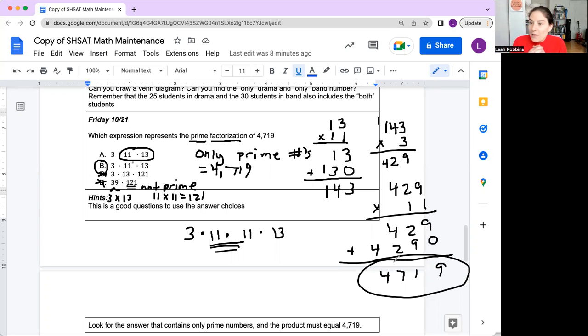Now, you might have done this using a factor tree, and I do think that that is fine. But again, you can use the answer choices to figure it out. So being that 3 is a number in all of them, I would start by dividing 4,719 by 3, and then so on and so forth. All right, so this is going to be my solution for you today.